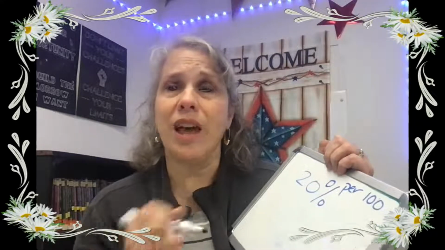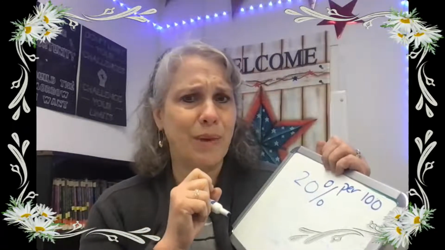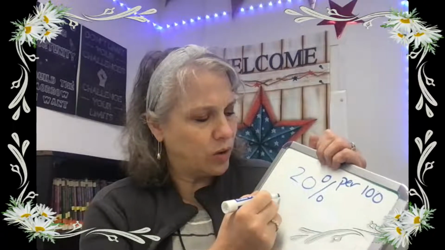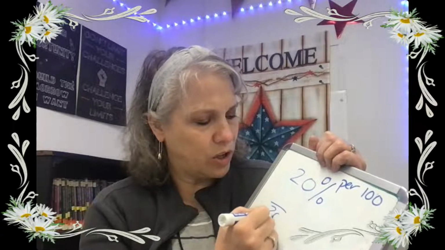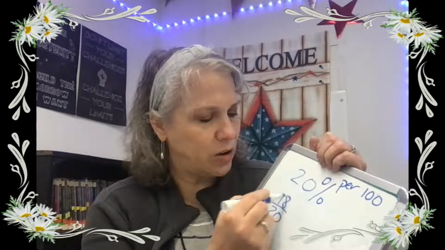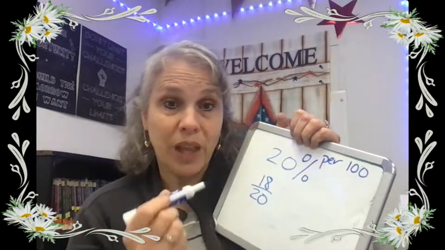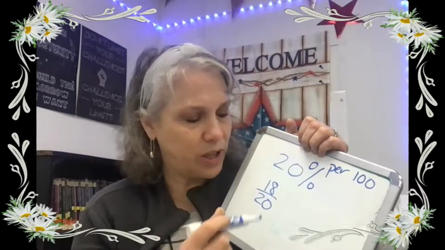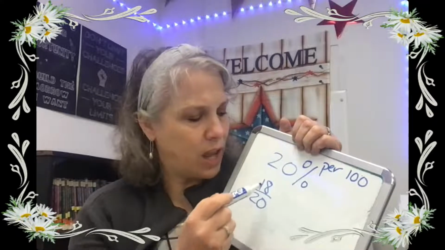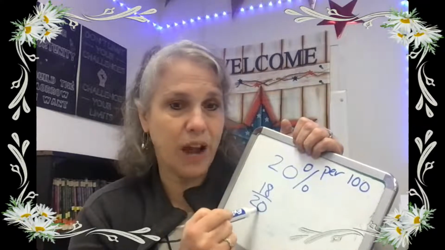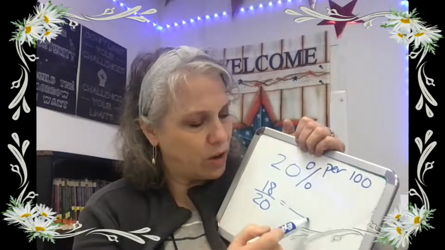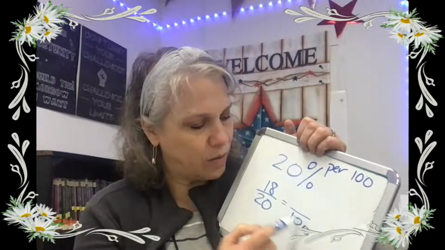Now, if there were only 20 questions, then what does that mean with the per 100? So, like, say I had 20 questions, I got 18 right. And how do I make that a percent? Some of you may know already that you do 18 divided by 20. Another way you could show that is to make an equivalent fraction.